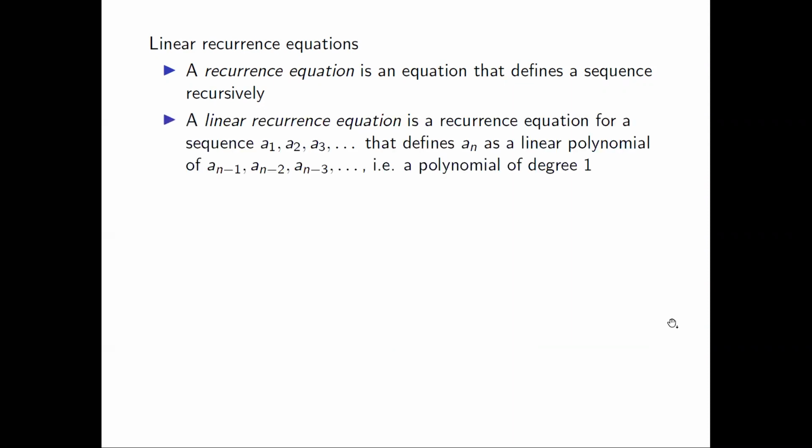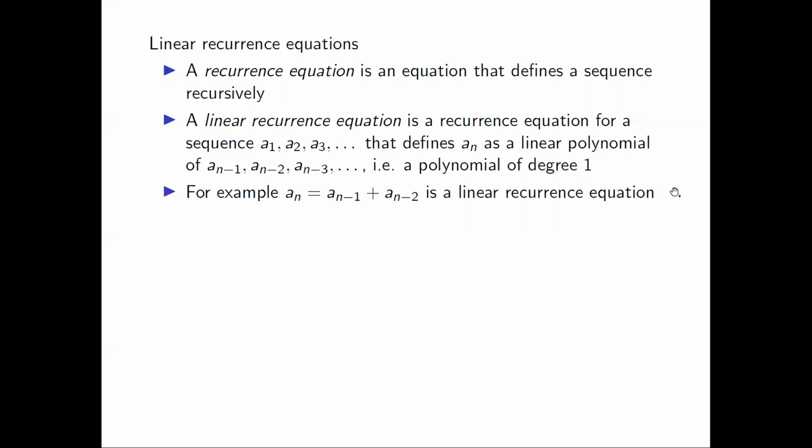A linear recurrence equation is just a recurrence equation for some sequence. We call the sequence A1, A2, A3, and so on. You can use any letter you want. It's not important that we use A's. And the linear recurrence equation defines A sub n as a linear polynomial of A sub n minus 1, A sub n minus 2, A sub n minus 3, and so on. In other words, it defines A sub n as a polynomial of degree 1 in the previous terms of the sequence.